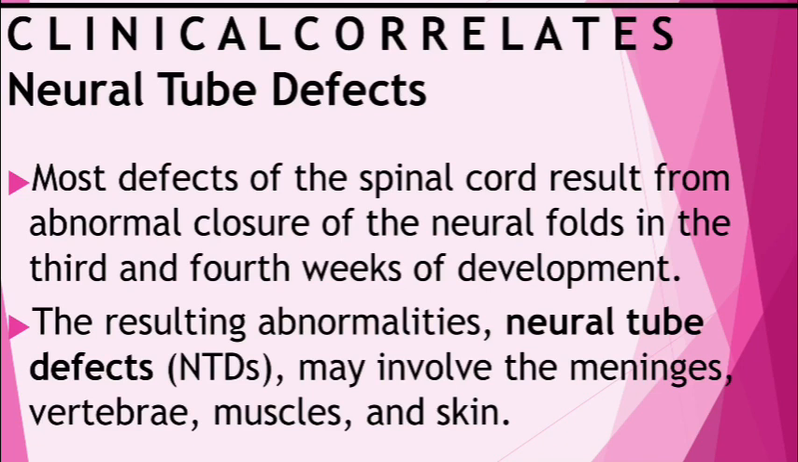Most defects of the spinal cord result from abnormal closure of the neural tube in the third and fourth weeks of development. You have the resulting abnormalities, which we call the neural tube defects, and this may involve the meninges, the vertebrae, muscles, and skin. You have severe neural tube defects involving neural and non-neural structures, and it occurs in 1 in 1,000 births.